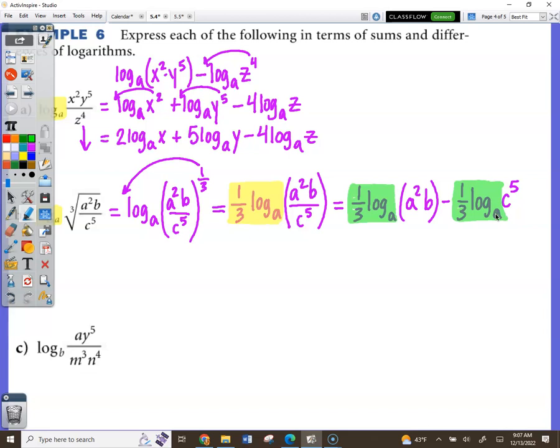Okay, you try it, because it's the same thing, it's just you have that one third in the front. Now when you go to move those powers to the front as a coefficient, it will multiply with the one third. It's almost right. Because one third times two would be two thirds, and one third times five would be 5/3. So she writes that. Once you write that, you would have it right.